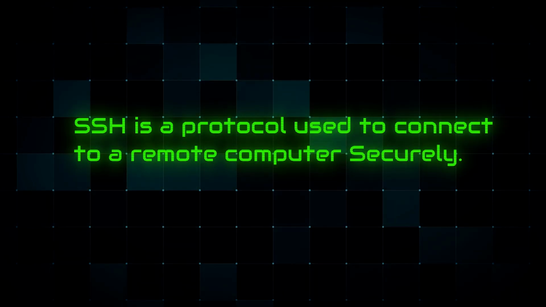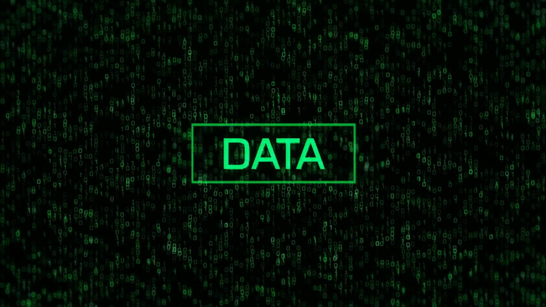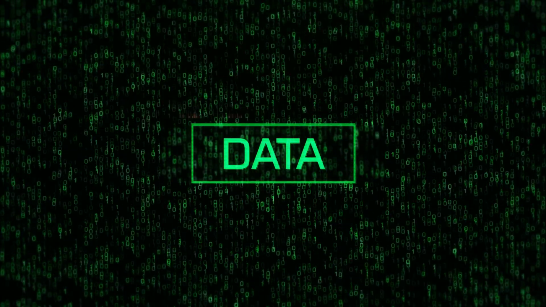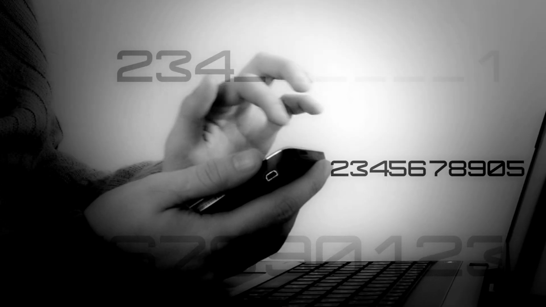SSH is a protocol used to connect to a remote computer securely. This connection is established over an encrypted tunnel, which means all data exchanged between your machine and the remote server is protected from eavesdropping or interception. In simple terms, even if someone is monitoring the network, they cannot read what is being transmitted.